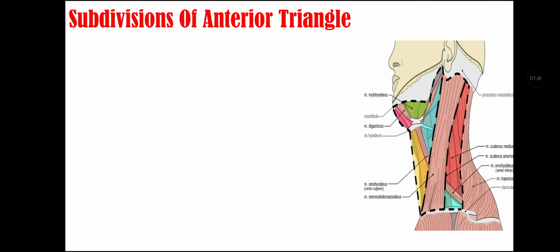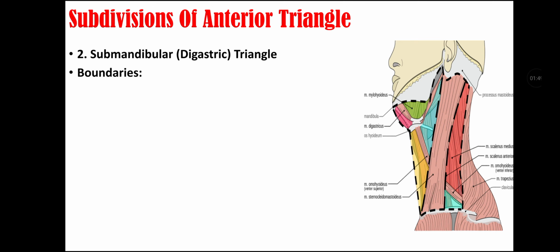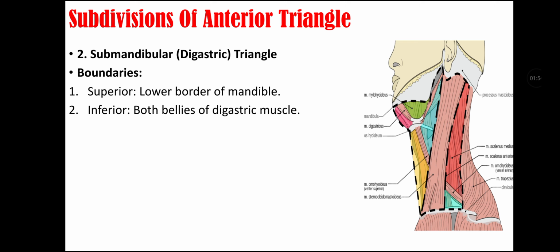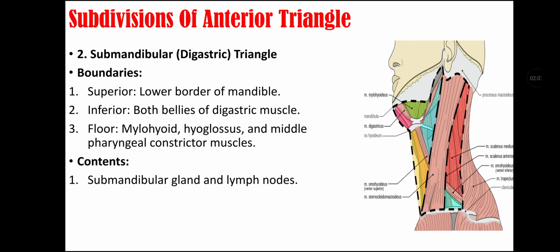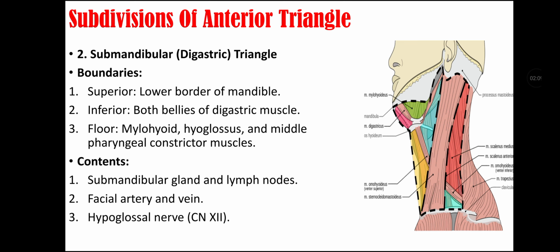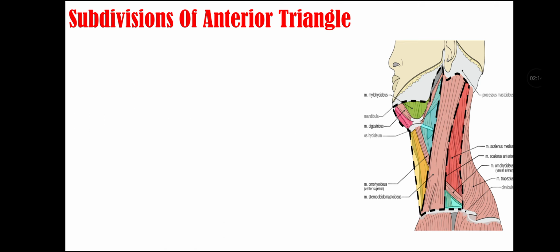Next subdivision of the anterior triangle is the submandibular triangle. It is also called the digastric triangle. Its superior boundary is the lower border of the mandible. Its inferior boundary is both bellies of the digastric muscle. Its floor is formed by the mylohyoid, hypoglossus, and middle pharyngeal constrictor muscles. The contents of the submandibular triangle include the submandibular gland and lymph nodes, facial artery and vein, hypoglossal nerve, and parts of the submandibular duct.